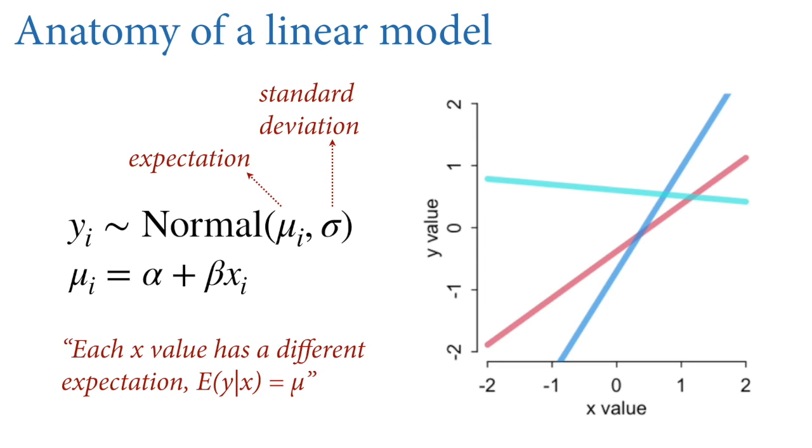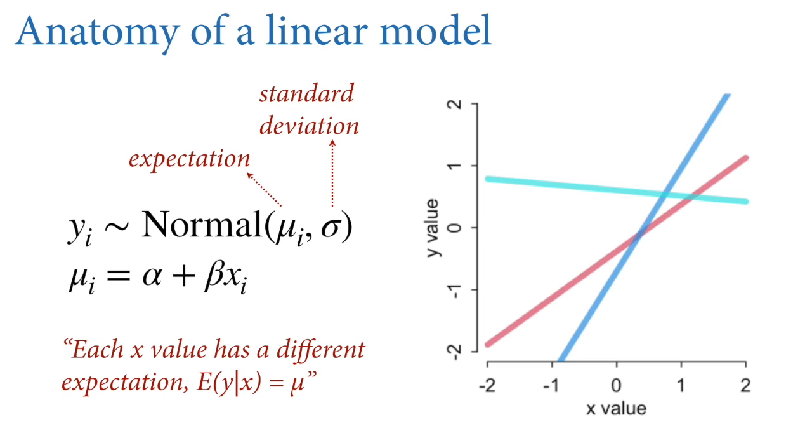There's that tilde again. It's distributed normally, as a normal distribution with mean or expectation mu sub i. The mu is just a convention that we use, a Greek letter, but you can have anything there you like. And some standard deviation sigma. And then mu sub i defines the line. It's mu sub i that is equal to alpha plus beta times x sub i.